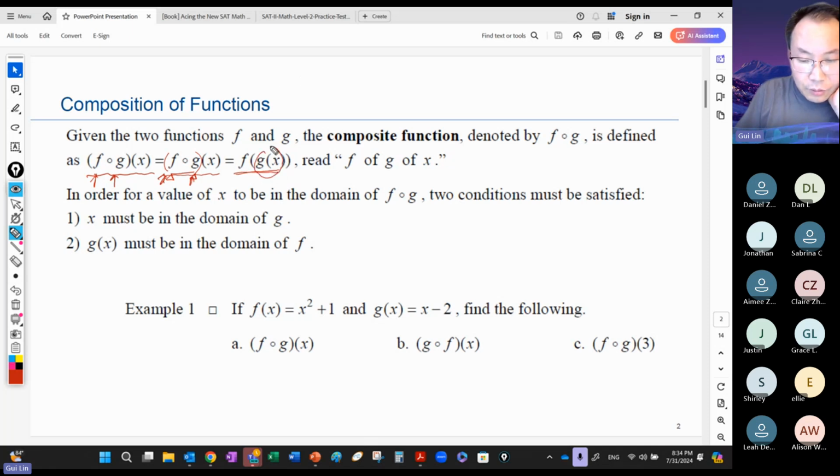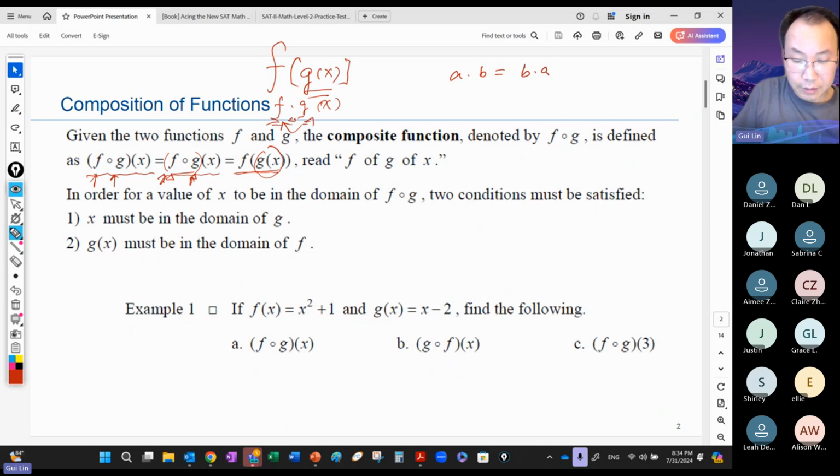You have an initial function, the first function is here, and you put this function in as the variable of another function. So this is better for understanding, and the sequence here cannot be switched. Like with a product, A times B equals B times A, but when you do function composition, you cannot switch the position. When you switch positions, the result is totally changed. So the sequence is important here.